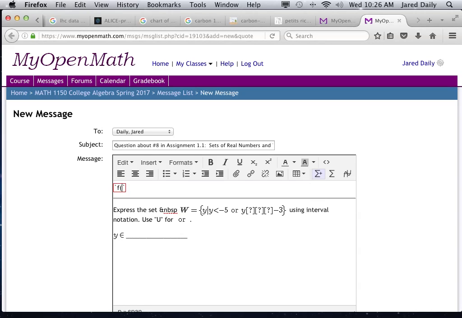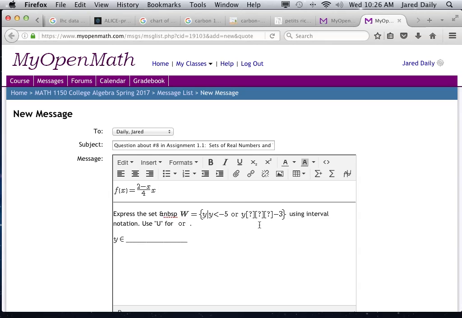I do f of x equals parentheses 2 minus x, and then I put divided by 4x or something like that, and then it actually shows it in math form, like that. So that's beautiful. Because then I can show you step by step in math notation, not some funky thing, you know. As long as I do it right, I didn't do it right here.